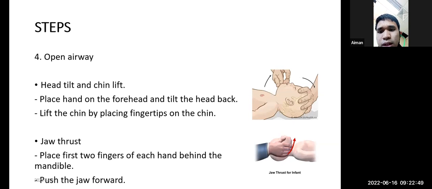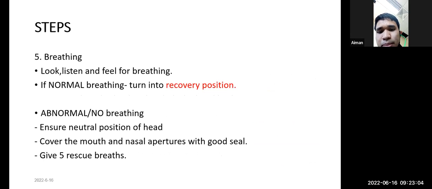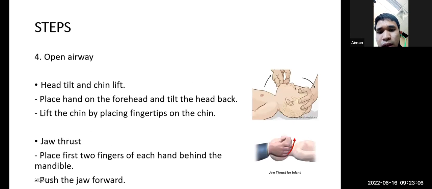Fourth, we need to open the airway. There are two ways of opening the airway. The first preferred method is the head tilt and chin lift, in which we place our hand on the forehead and tilt the head back, and lift the chin by placing the fingertips on the chin. The other method is the jaw thrust, in which we place two fingers of each hand behind each side of the mandible and push the jaw forward.